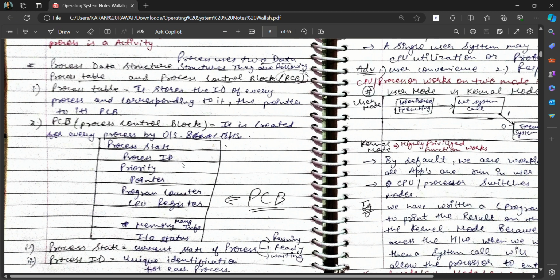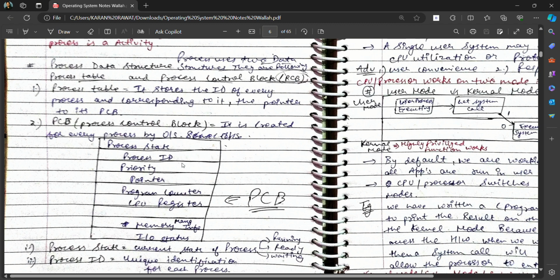Let's say process P1 has an ID, say 01. There will be a table with the processes and their corresponding IDs. So P1 will have the ID 01, and like this the process table is storing the IDs of every process.